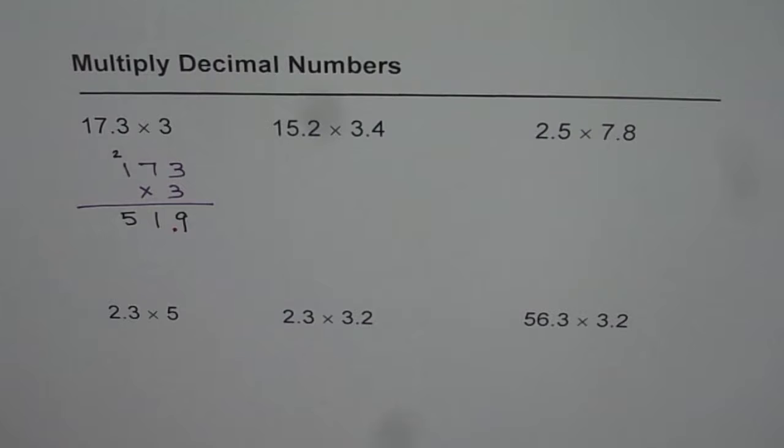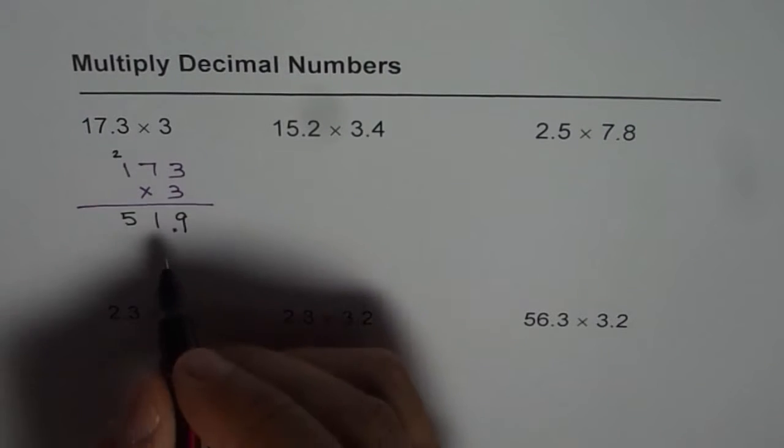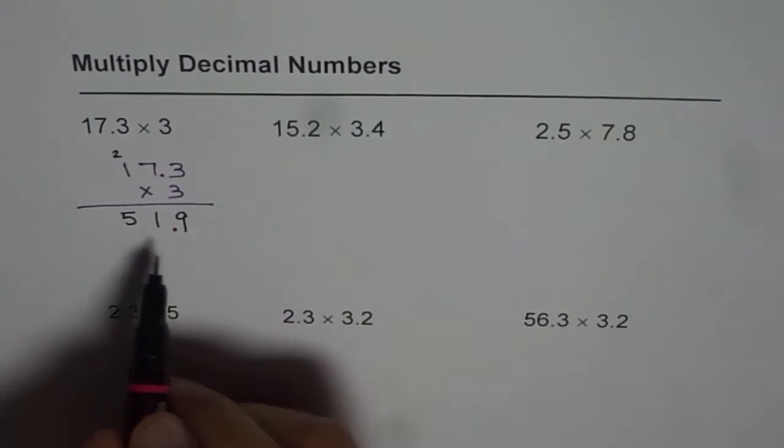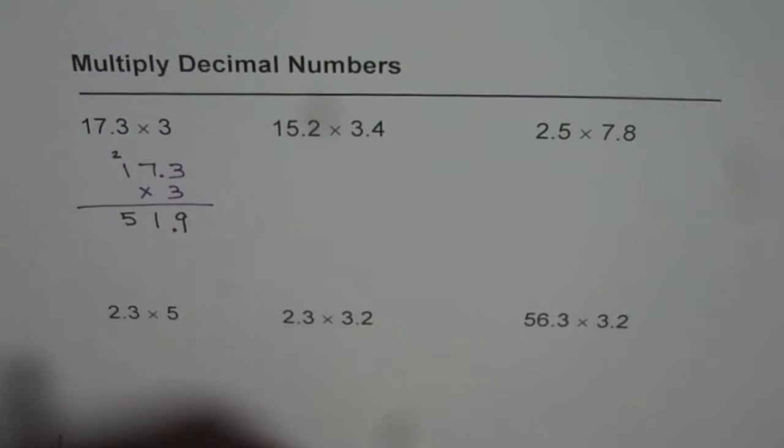So put the decimals later. First do without decimal, right? So when you put this, you think, well, this was 17.3, one number after decimal. So the answer should also have one number after decimal. That is a cool way of doing it, right?